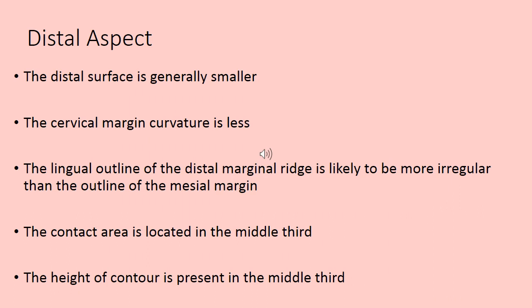The height of contour on the mesial aspect is also located at the junction of the incisal and middle third. The distal surface is generally smaller. The cervical margin curvature is also less on the distal aspect. The lingual outline of the distal marginal ridge is likely to be more irregular than the outline of the mesial marginal ridge. The contact area is located in the middle third. The height of contour present on the distal aspect is also present in the middle third.